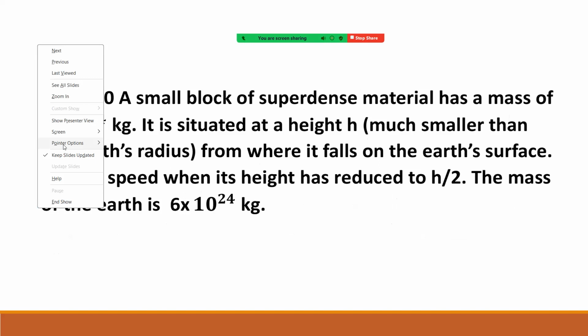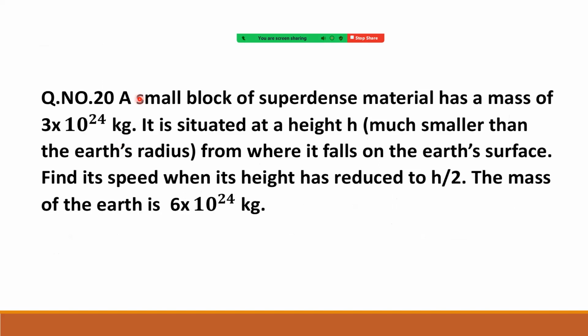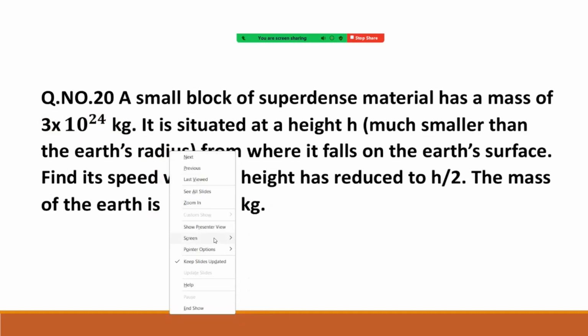And this question is taken from H.C. Verma. A small block of super dense material has a mass of 3 × 10⁻24 kg. It is situated at a height h much smaller than Earth's radius, from where it falls on the Earth's surface. Find its speed when its height has reduced to h by 2. The mass of the particle is now half that of Earth. So find its speed. Let us see.